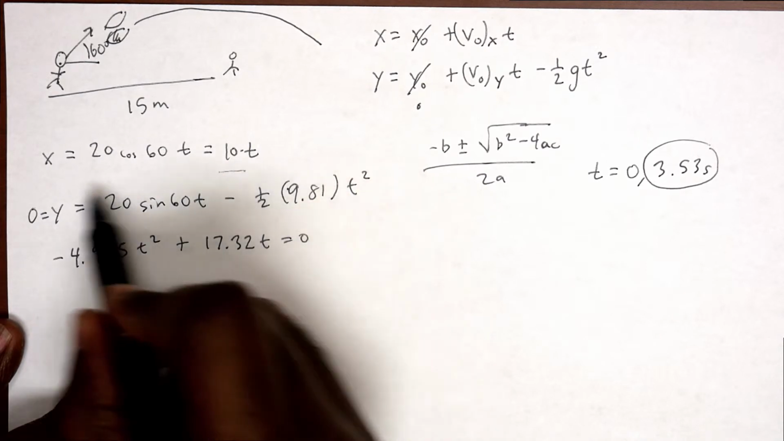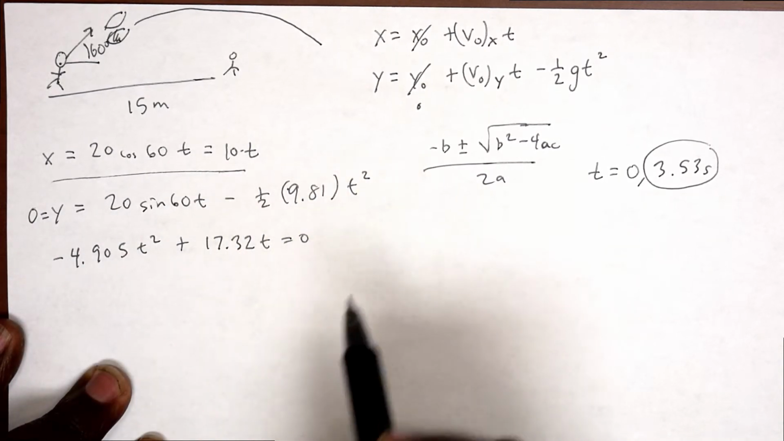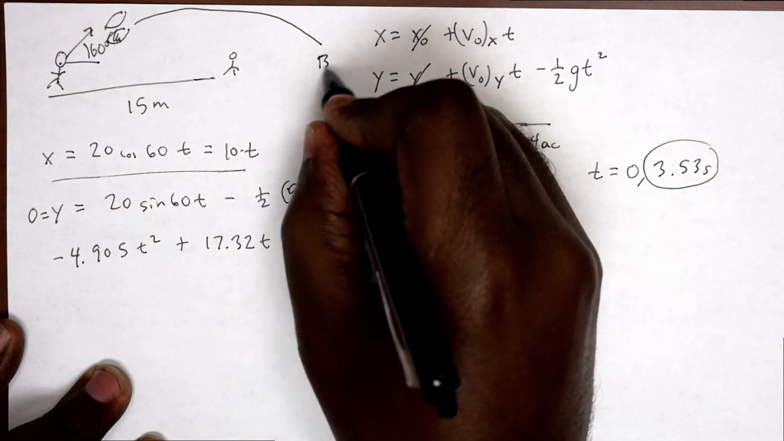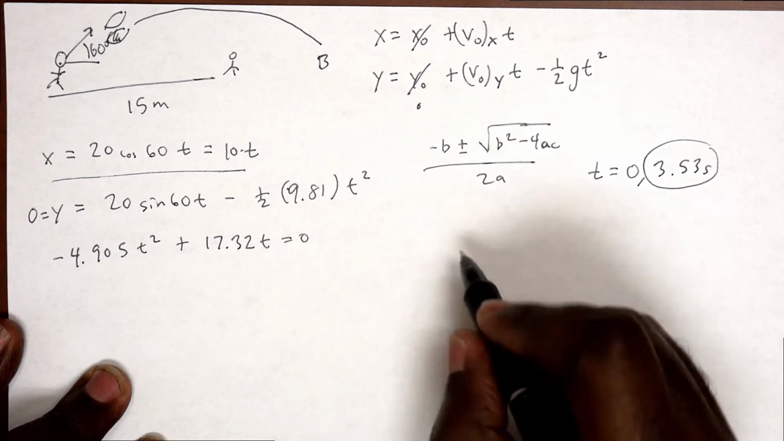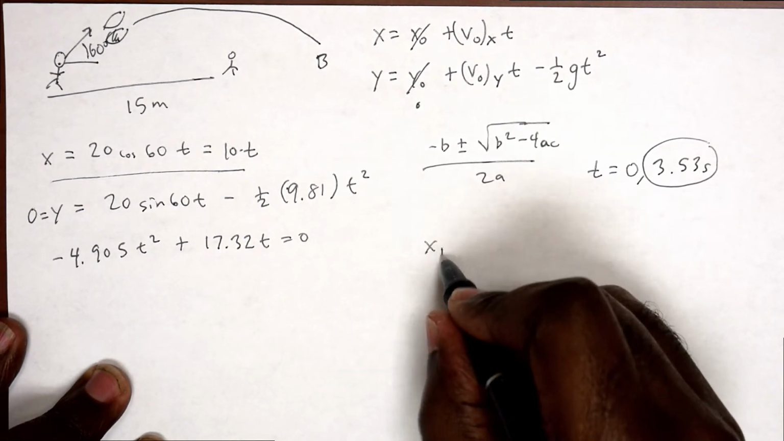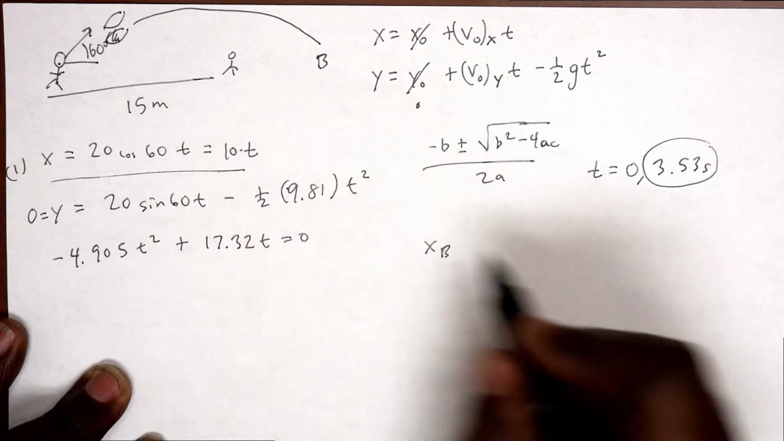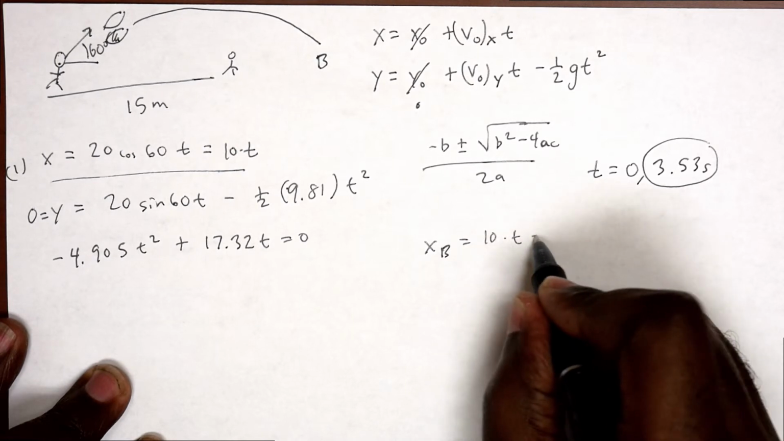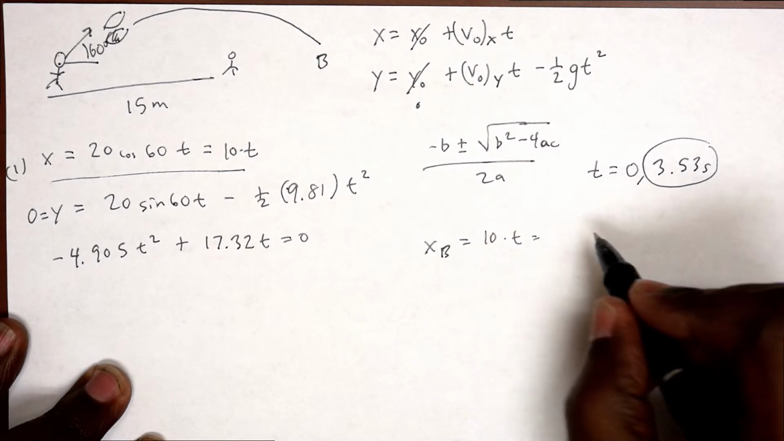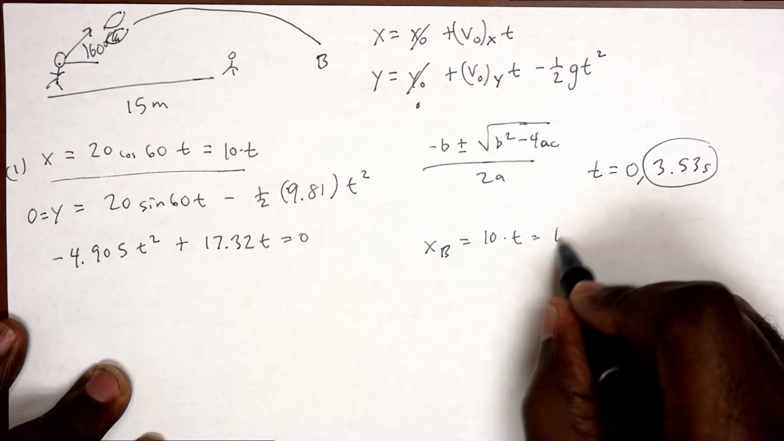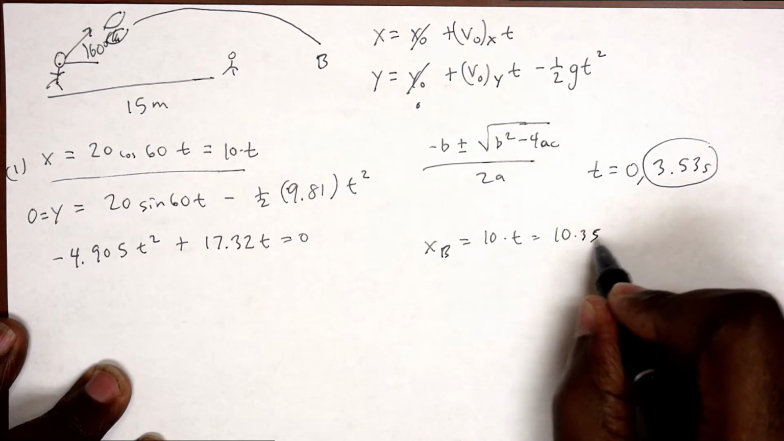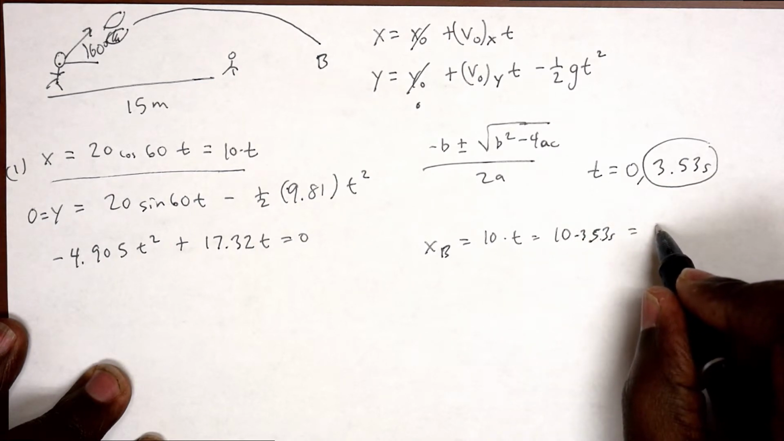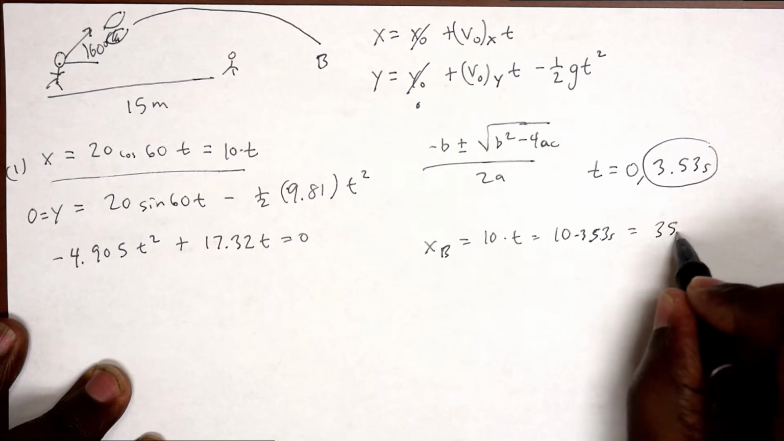And so now that we have this time, we can go back to our equation with respect to x and figure out where the ball actually needs to be caught. So let's call that point out here. We'll call that B. And so we can say that x of b, which is the same equation over here, is equal to 10 times t. And we know that t is now 3.53 seconds. So after 3.53 seconds, we know that xb would then be 35.3 meters.